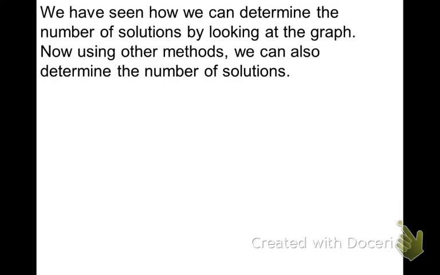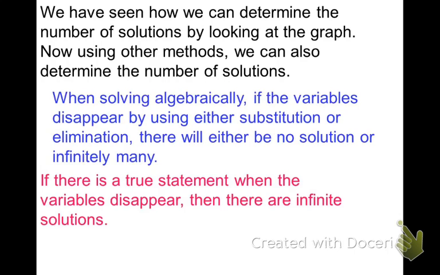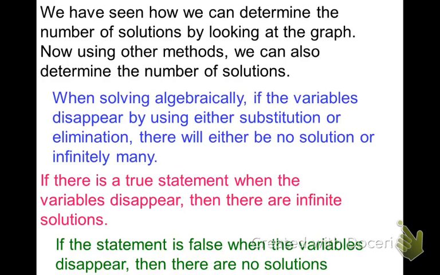Looking at the graph makes it easy to determine how many there are, but we can also find out how many there are by solving algebraically. When a true statement happens and the variables disappear, there are going to be infinite solutions, and when the variables disappear and it's a false statement, there will be no solutions.